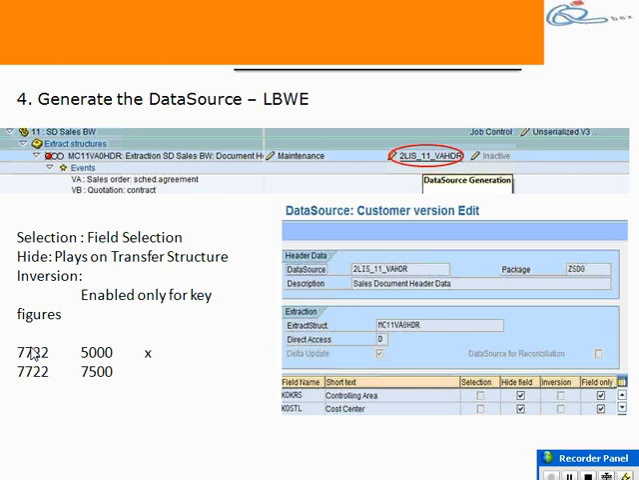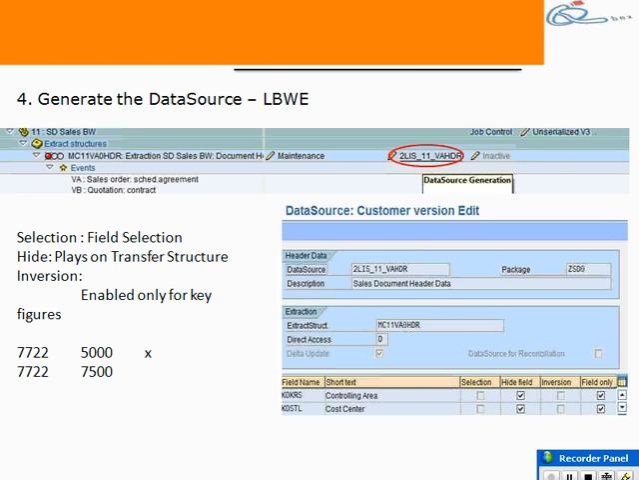Whenever a document is changed in the LO extractor, you capture the delta records, marked as delta when the document is posted. The delta record of a change will have two records in it: one is the before image, one is the after image. 7722 with 5,000 is the before image, 7722 with 7,500 is the after image, like ODS. Those two records will come.